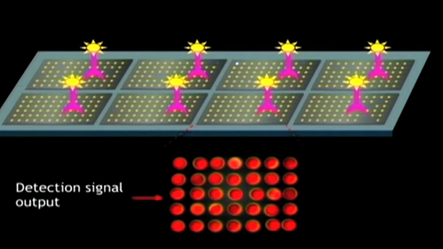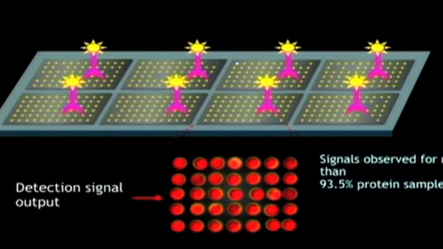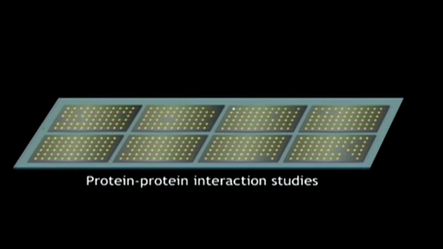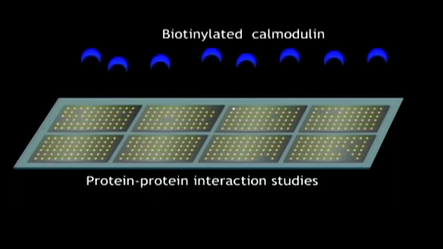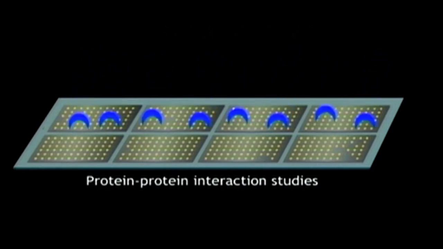This shows the uniform signals across the whole proteome array. The signals were observed for more than 90% of the proteins. And over 90% of the features contain 10 to 950 femtogram of the proteins. To understand the potential applications of such whole proteome arrays, the authors screened the immobilized proteins for protein-protein and protein-lipid interactions.